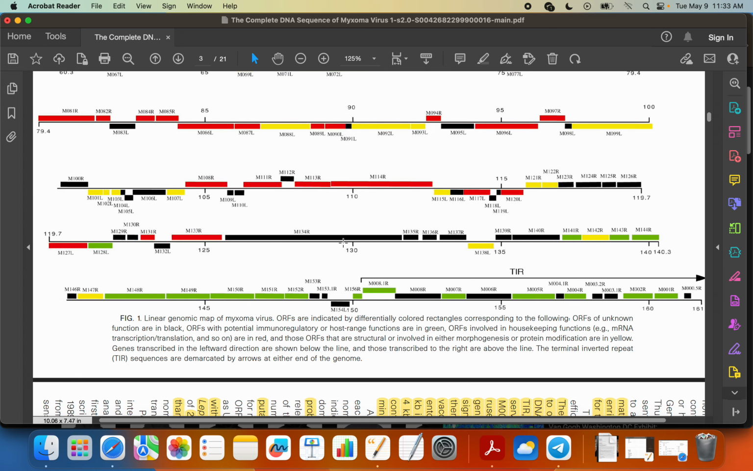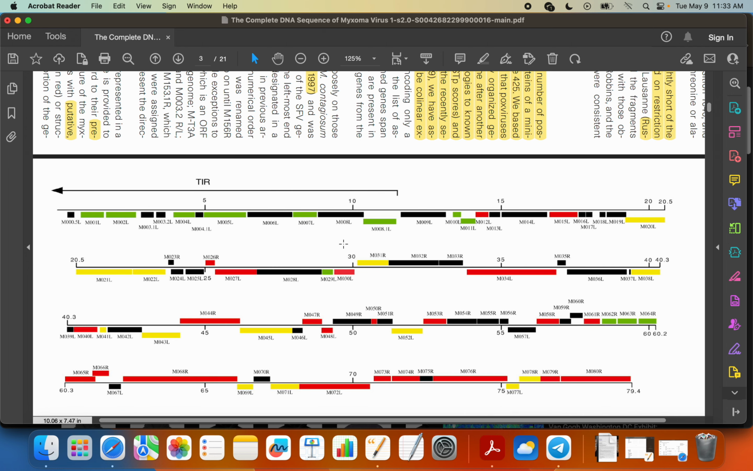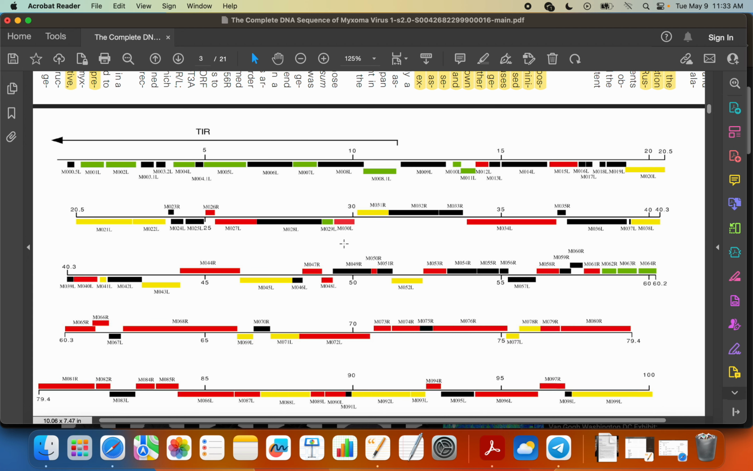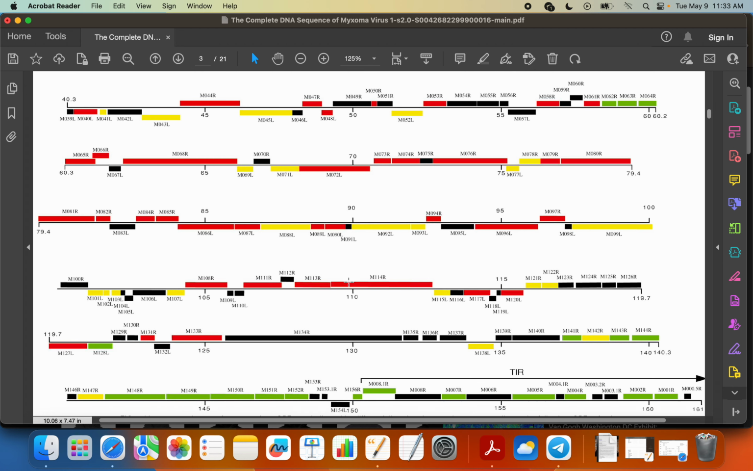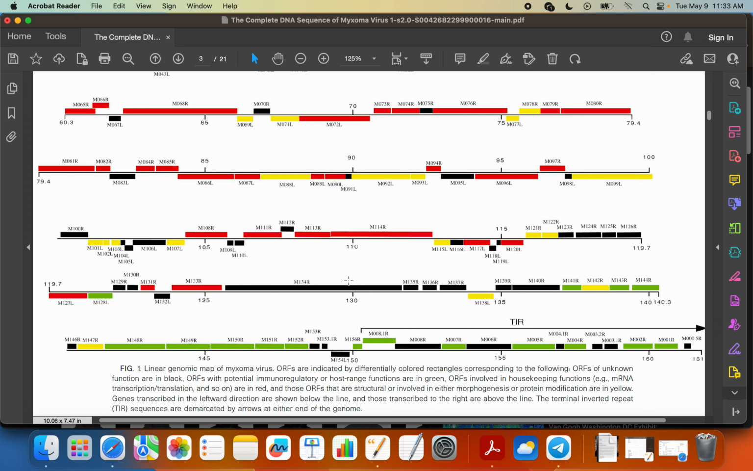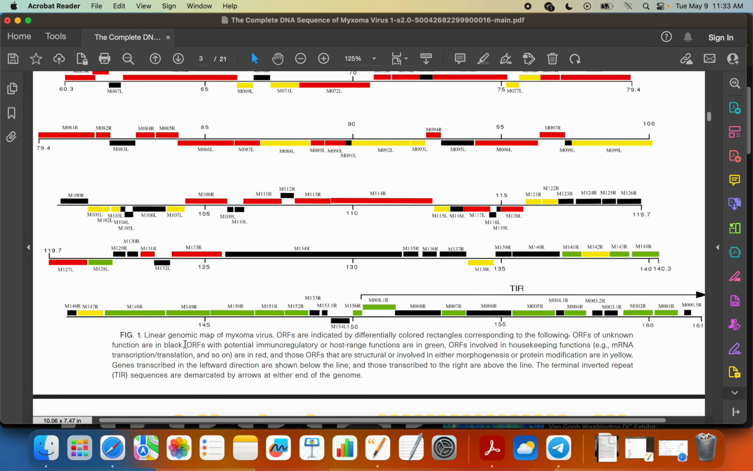159 proteins that are in this, that encode the proteins, the gene sequence that codes the proteins. So these are the ORFs, or the open reading frames. So we can see here, linear genomic map of Myxoma virus ORFs are indicated by differently colored rectangles corresponding to the following. And so this is interesting here.